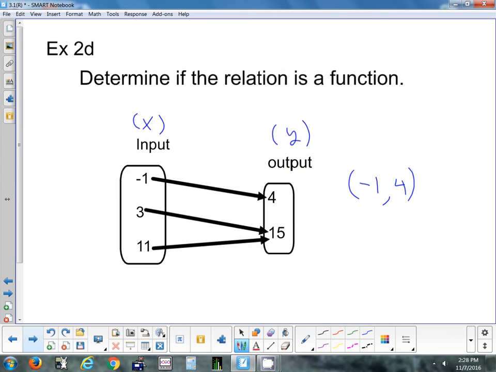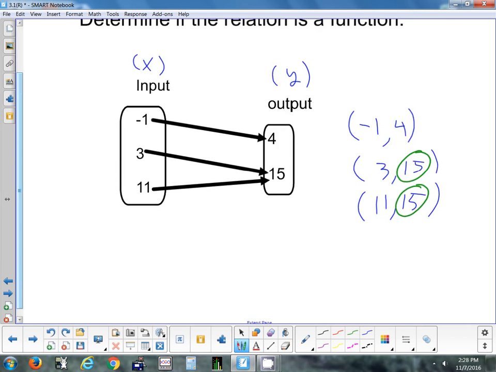What's the next one? 3 goes with 15. And then what's the last one? 11 and 15. Okay, this is a function. Why is it a function? I have a repeat, but the repeat's in the range, and that's fine. So that is a function. When you look at a diagram like this, if you don't need to write these coordinates, that's fine. Some people get a little confused without writing them. Any questions on that one?